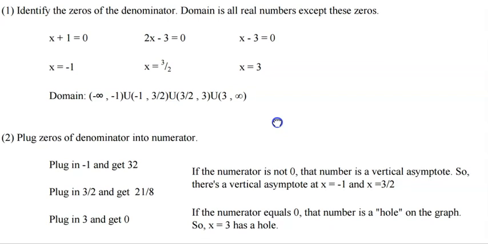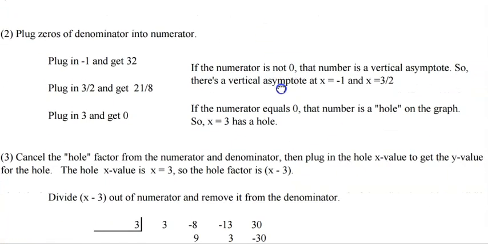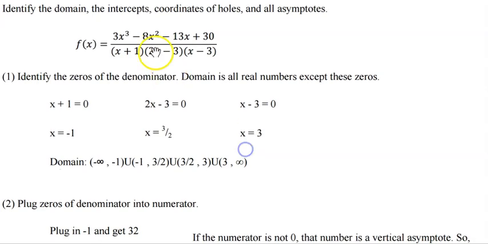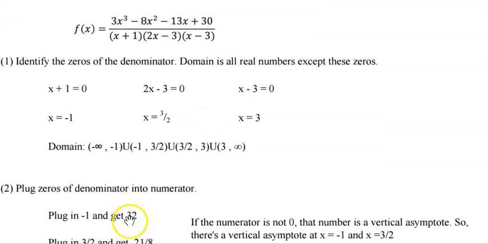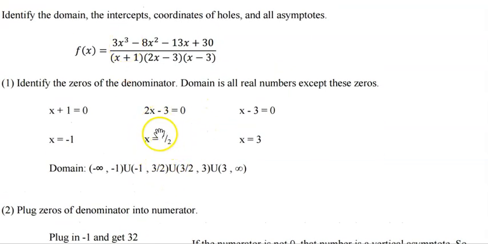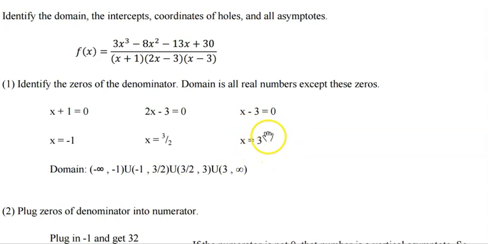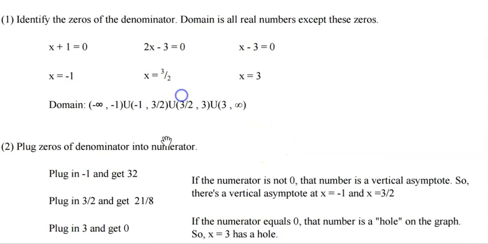All right, so let's now move on to step 2. Step 2 says to plug the zeros of the denominator into the numerator. Well, what are we plugging it into? We're going to plug it into 3x cubed minus x squared minus 13x plus 30. So we're going to plug -1 in for all the x's, and when we do, we get 32. Then we plug in 3 over 2 for all the x's in the numerator, and we get 21 over 8. And then when we plug 3 into each of the x's in the numerator, we actually get 0.